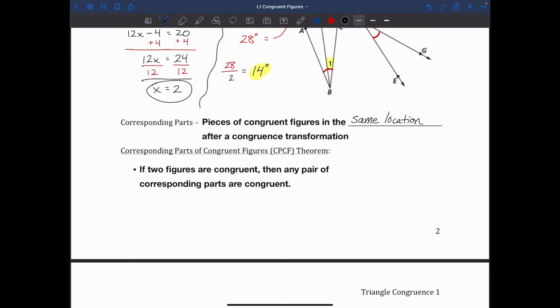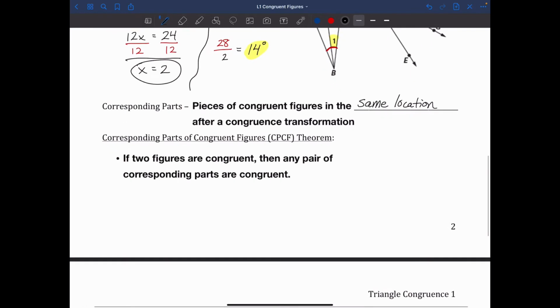So what we're talking about are things that are in the same kind of location, right? Even though we've done something to our shape. We might have flipped it over, rotated it, or moved it around a little bit, but we're still talking about the same side of a triangle, for instance. So that leads us into some weird name theorems.